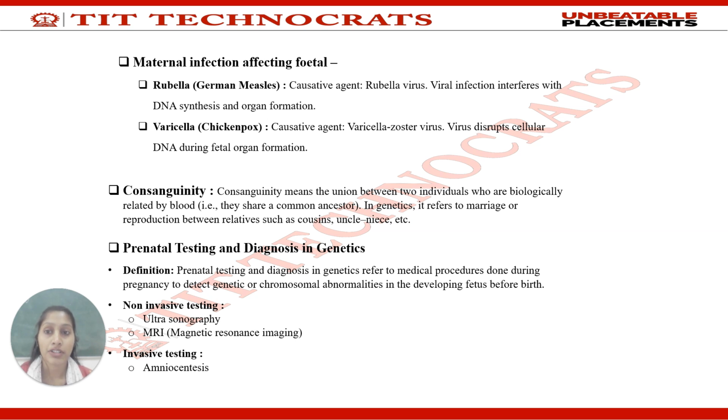First is rubella, also called German measles. The causative agent is the rubella virus. This viral infection interferes with DNA synthesis and organ formation.